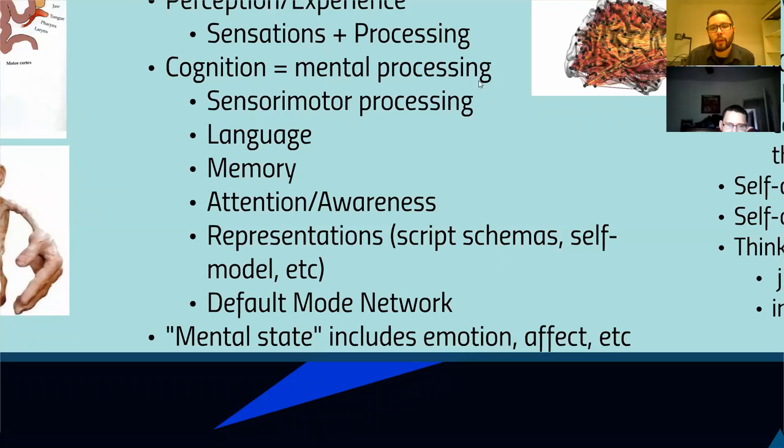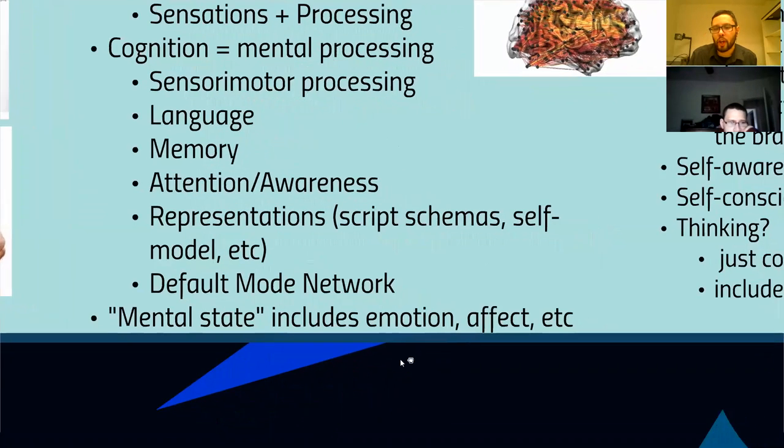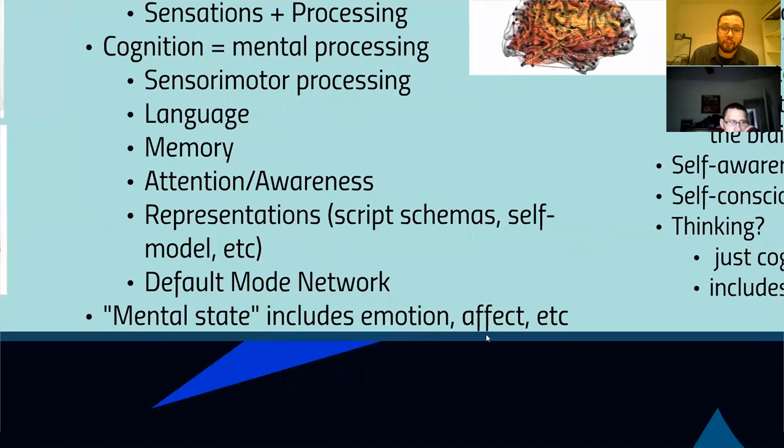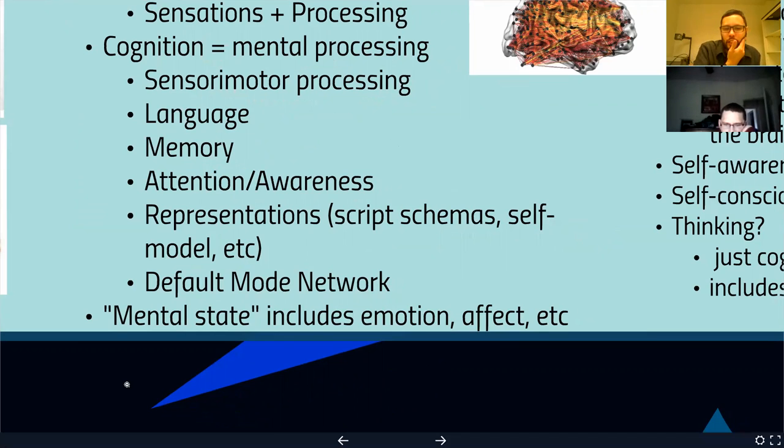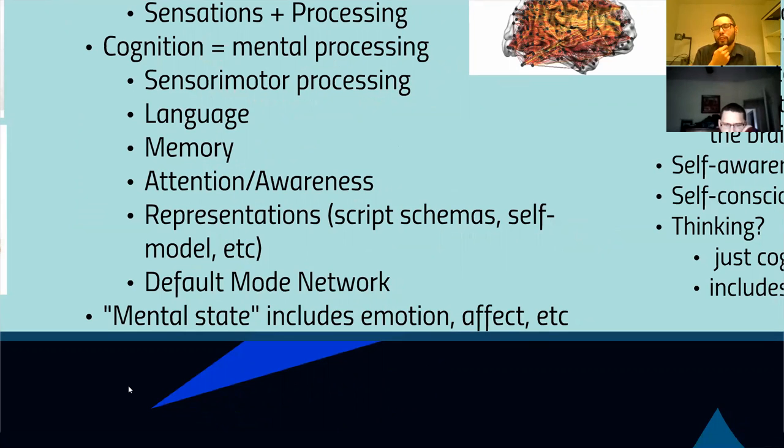Cognition is really about mental processing. There's other kinds of mental states, mental events that we talk about, things like emotion, affect. Affect is like the way I'm expressing myself or presenting myself. So if I'm angry, I have the emotion of anger, I have an affect, I behave a certain way because I'm angry. We'd say this is all part of mental state, personality, this kind of stuff. But usually we don't talk about that as cognitive because it's not explicit manipulation.